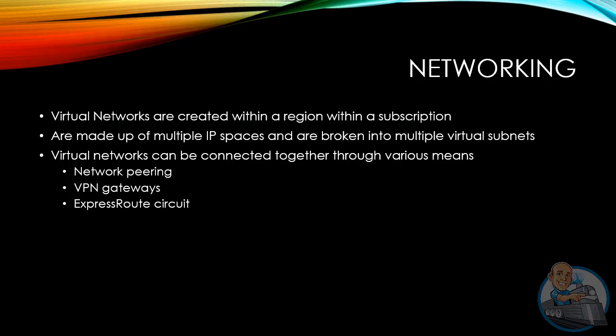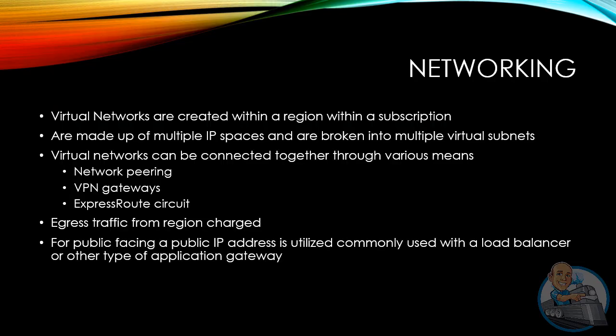And we can run both IPv4 and IPv6 in a virtual network. Now, typically, only egress traffic from a region is charged. There's no ingress charges. I pay for traffic leaving a region. If I want a public-facing service, I don't have to do any kind of special subnet or service. I use a public IP address. Yes, I can assign this directly to a service, like a VM, but typically we're going to use some kind of load balancer or some kind of application gateway.